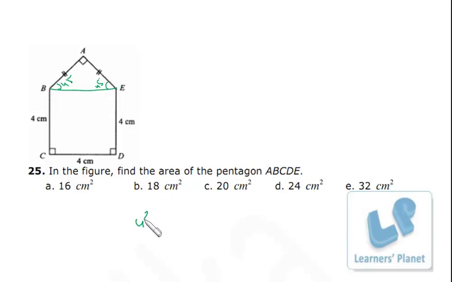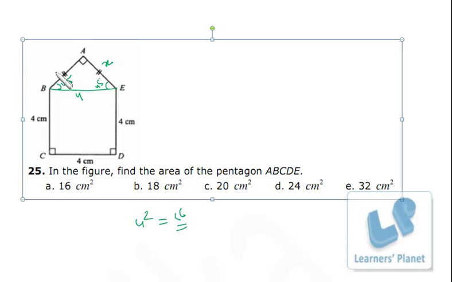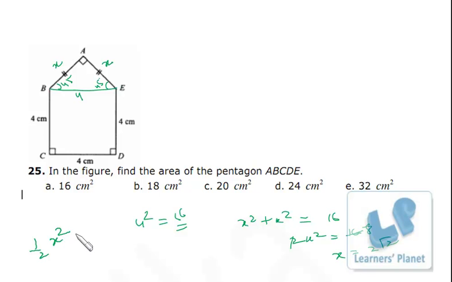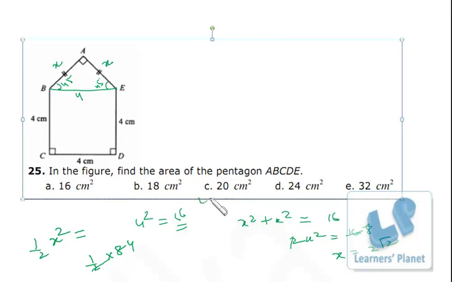Now precisely this pentagon is a combination of this square and this triangle. So the area of the square will be 4 square, that's 16, and the area of this isosceles triangle we have to find out. So if this length is 4 and this is x and this is x, that means x square plus x square is equal to 16. 2x square is equal to 16, x square is equal to 8, x is equal to 2 root 2, right? So this is 2 root 2, this is 2 root 2. So half base into altitude, half of x square is equal to 8, so that is 4. So the area of this triangle is also 4. So 16 plus 4, 20.